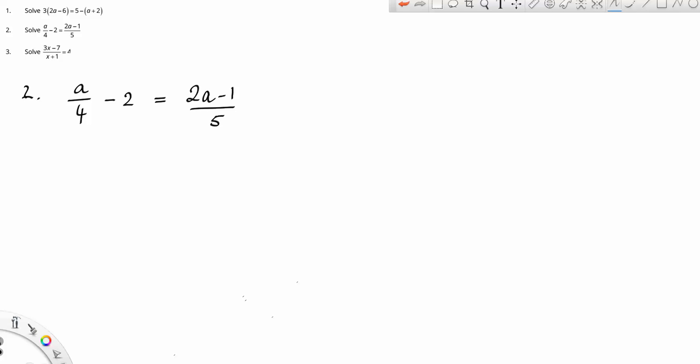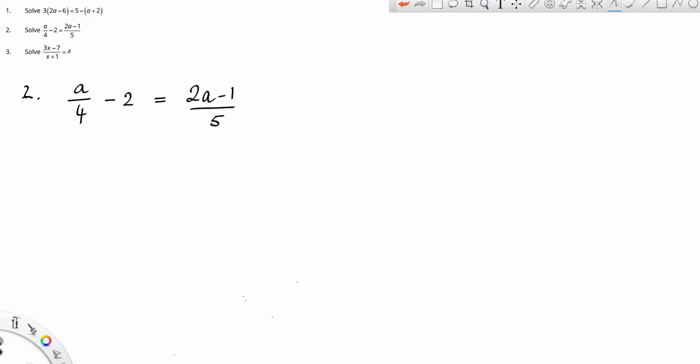And then over on the right-hand side, we've got 2a minus 1 all over 5. So 2a minus 1 has been divided by 5. So to undo that, we can multiply everything by 5. So really in this question, we've got to multiply everything by 4, and we've got to multiply everything by 5. Now, if we're multiplying everything by 4 and everything by 5, we're actually multiplying by 20.